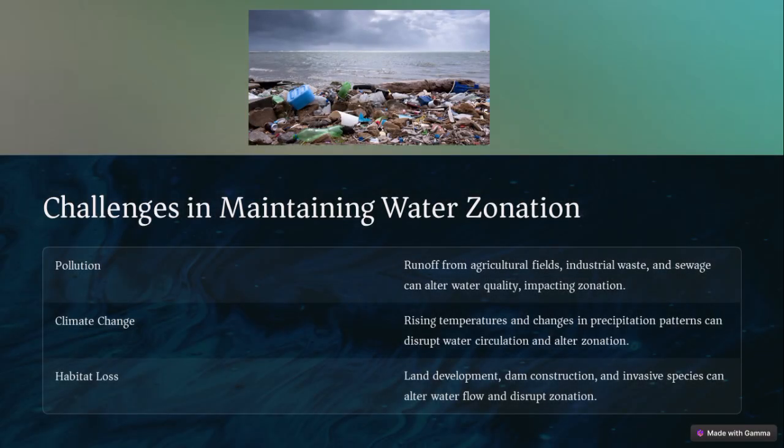Challenges in maintaining water zonation. Pollution. Runoff from agricultural fields, industrial waste, and sewage can alter water quality, impacting zonation. Climate change. Rising temperatures and changes in precipitation patterns can disturb water circulation and alter zonation. Habitat loss. Land development, dam construction, and invasive species can alter water flow and disturb the zonation.